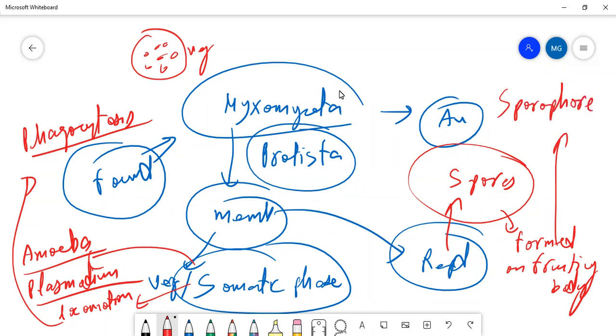What do we call this fruiting body? Sporophore. So this sporophore is a spore-bearing structure. Now, when you look at these spores, what is amazing is that these spores have a cell wall. This is a cell wall.